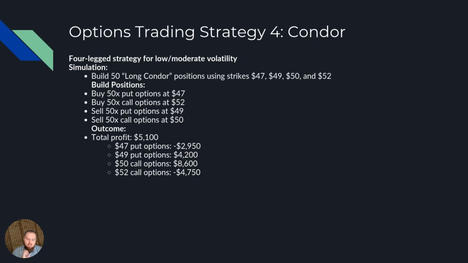Now the build positions: we bought 50 puts at $47, we bought 50 calls at $52, and we sold 50 puts at $49, and also sold 50 calls at $50. Now the outcome of this, total profit of $5,100, and when we break it down, the $47 puts lost $2,950, and $49 puts gained $4,200. The $52 calls gained $8,600, and the $50 calls lost $4,750.